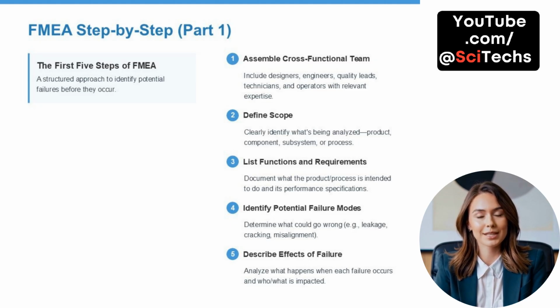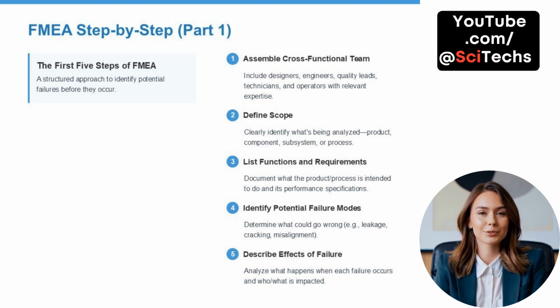Step 2 is defining the scope. The team must clearly specify whether they're analyzing a product, component, subsystem, or process. Step 3 involves listing all functions and requirements. These describe what the product or process is expected to do, including performance targets. Step 4 is identifying potential failure modes. What could go wrong, like leakage, cracking, or misalignment.